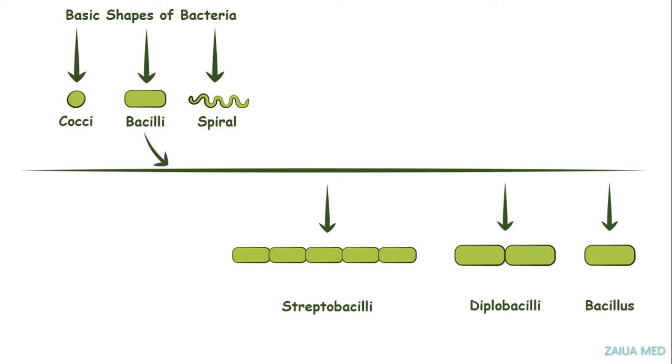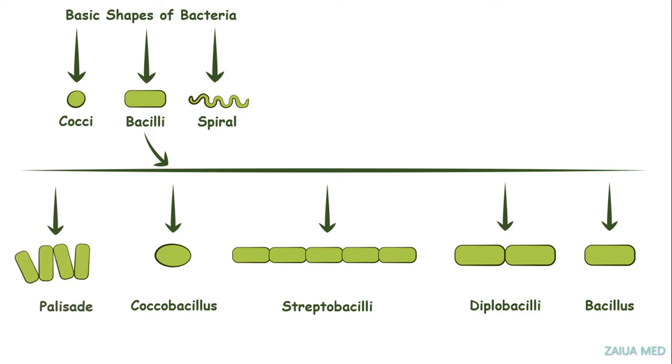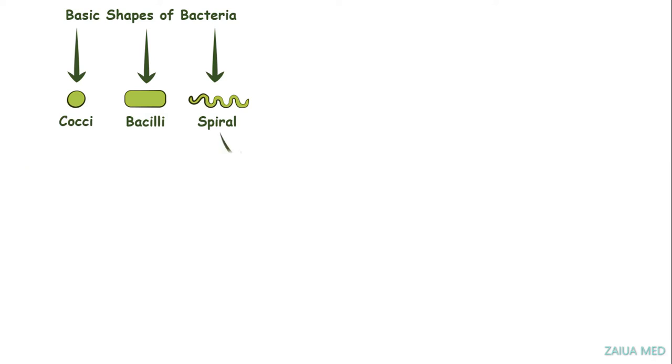Some bacteria are neither perfectly rod-shaped nor spherical-shaped. Rather, these are hybrids of coccus and bacillus. That's why these are called coccobacillus. Some rod-shaped bacteria bend at the time of cell division and form a structure like a picket fence. These are called palisade. The spiral bacteria have the following shapes.